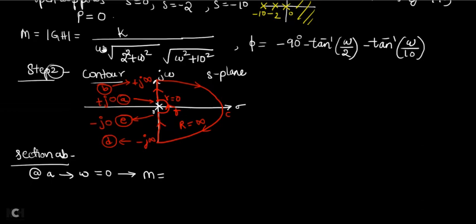Now put omega is equal to 0 and you find the answer for capital M. So when you put omega 0, denominator is 0. So capital M is infinity. Now also find the phase angle. Put omega is equal to 0 in the phase angle. Minus 90 minus tan inverse 0 minus tan inverse 0. Tan inverse 0 is 0. So minus 90 degree is the phase angle.